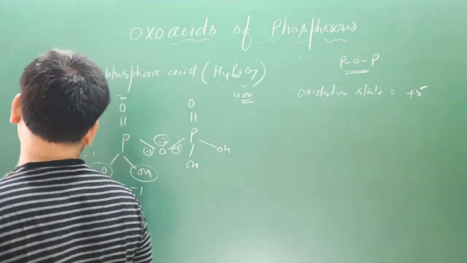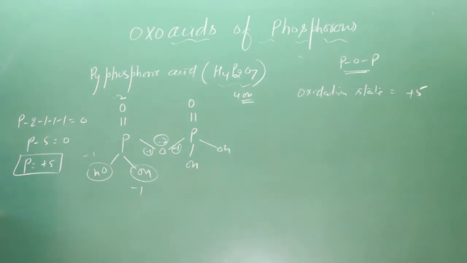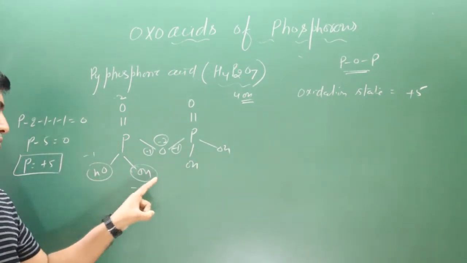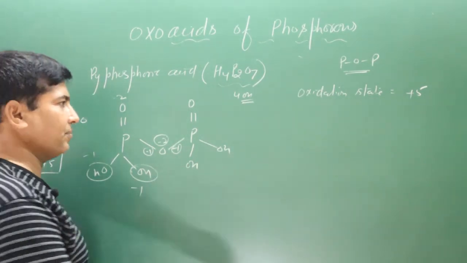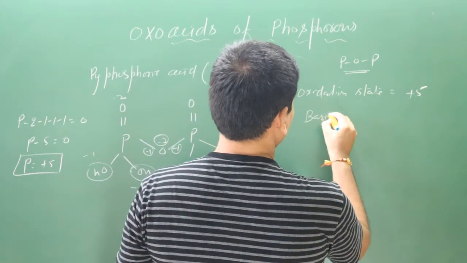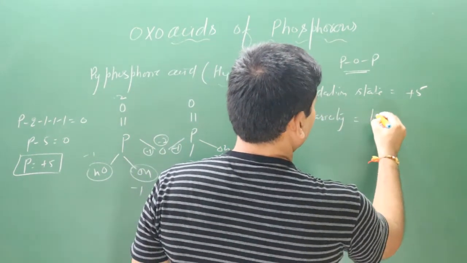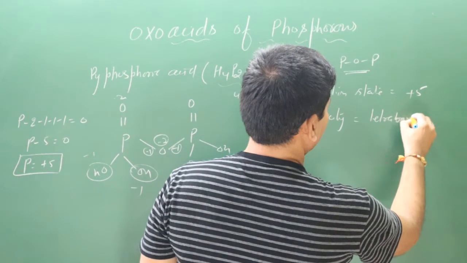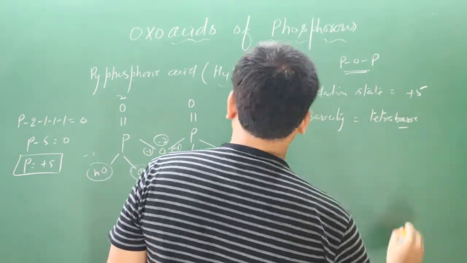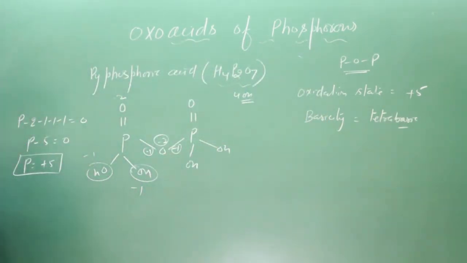Now we talk about basicity: the number of hydroxyl groups present in this acid. Oxoacids: 1, 2, 3, 4, so it is tetrabasic. It can liberate 4 acidic hydrogens. Very good acid, 4 acidic hydrogens it can liberate.